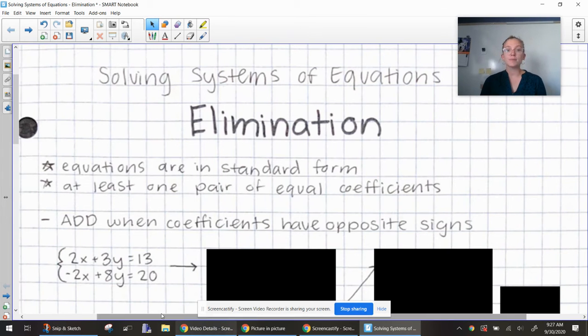The two things we need to know in order to solve systems of equations using elimination are that the equations need to be in standard form, or ax plus by equals c. We also can only use elimination when at least one pair of the coefficients are equal. So they need to have at least one pair of equal coefficients. That means either the coefficients of x need to both be the same number, or the coefficients of y need to both be the same number.